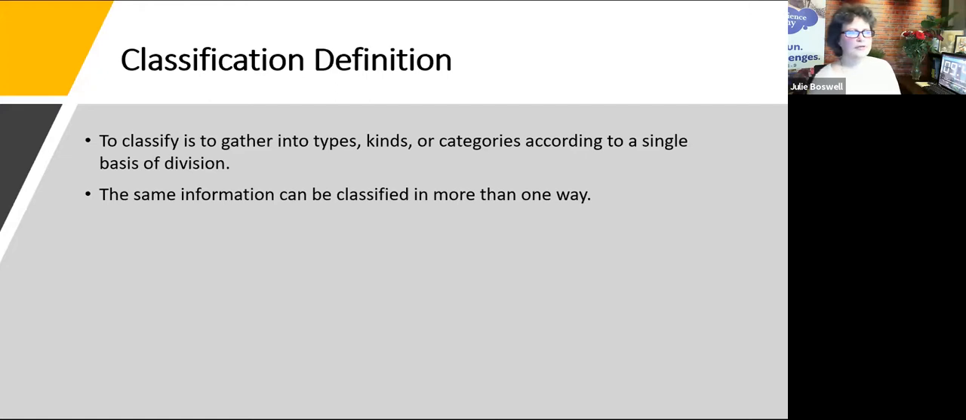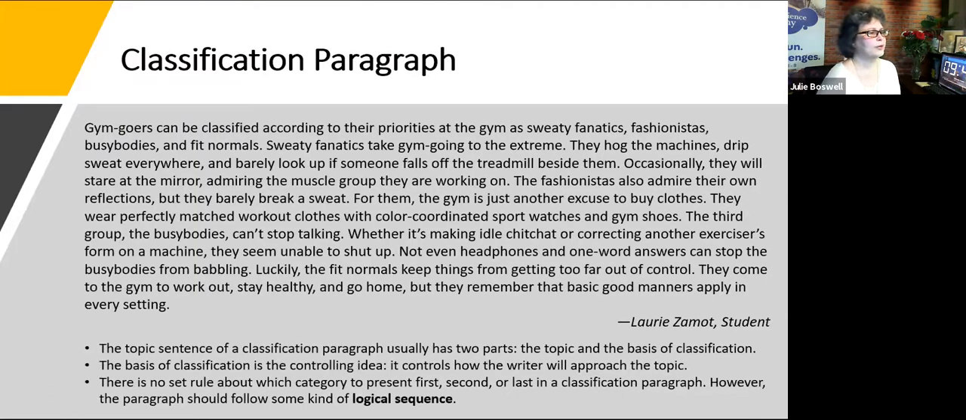To classify is to gather into types, kinds, or categories according to a single basis of division. The same information can be classified in more than one way. Here's one paragraph. Gym goers can be classified according to their priorities at the gym as sweaty fanatics, fashionistas, busybodies, and fit people. Sweaty fanatics take gym going to the extreme. They hog the machines, drip sweat everywhere, and barely look up if someone falls off the treadmill beside them. Occasionally, they will stare at the mirror, admiring the muscle group they are working on.